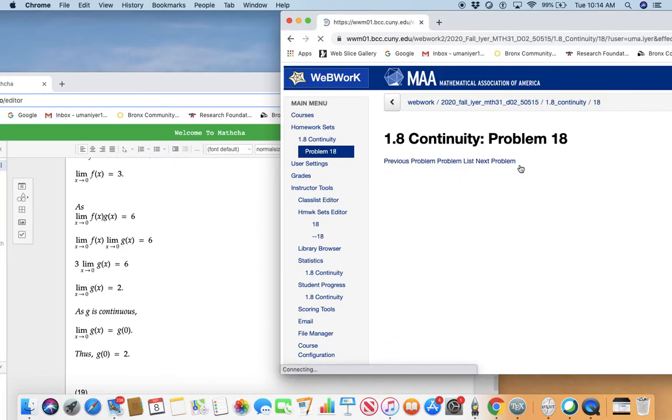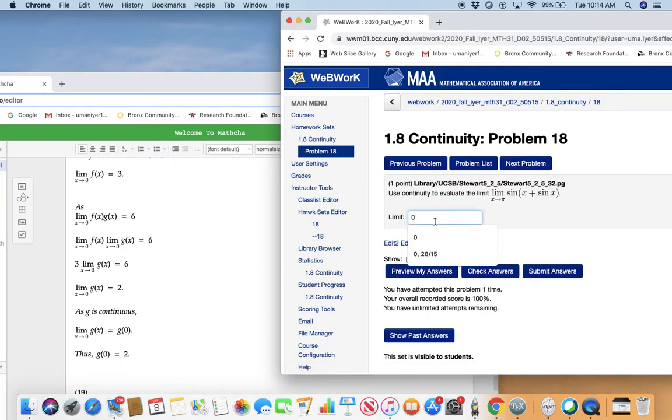Next problem. sin x is continuous. x is continuous. So x plus sin x is continuous. Sine of this guy is continuous because that's a composition of continuous functions. So you are going to use continuity. In other words, plug in pi. So sine of pi is 0.